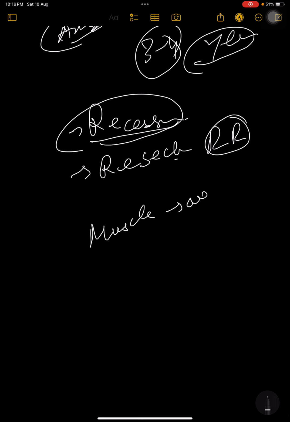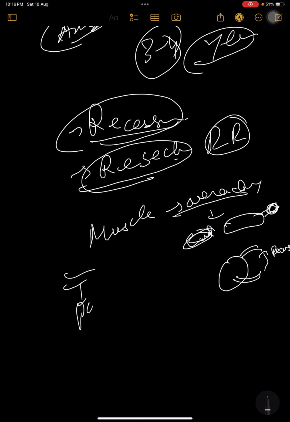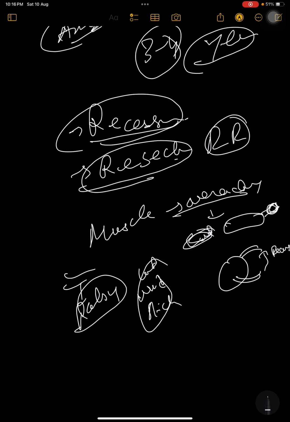And what are the surgeries that you'll opt for? So you'll go for recession, or you can go for resection. This means R and R surgery. So if a muscle is overacting, suppose this muscle is overacting, you will insert this muscle slightly backwards. This is known as recession. And resection means if a muscle is palsied, you just cut it and stitch it. This is known as resection.